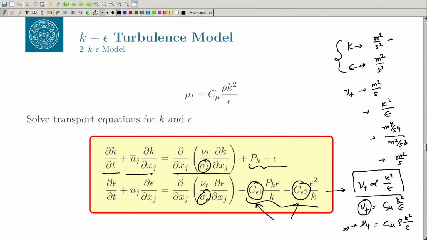Once you know K and epsilon, which you get by solving these dynamical equations along with your mean flow equations, you can find the eddy viscosity, use it in the momentum equation as well as your energy equation, and solve the problem for the mean flow. Another advantage of this eddy viscosity model compared to, let us say, the Reynolds model is that it provides more stability to your numerical system. Why? Because as we have been saying, if a problem has higher numerical viscosity, it is likely to be more stable.